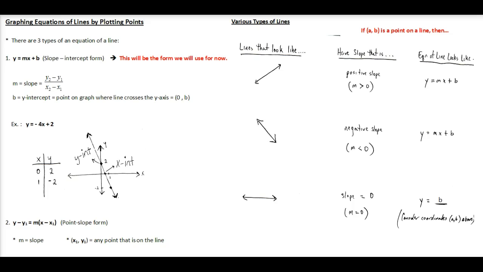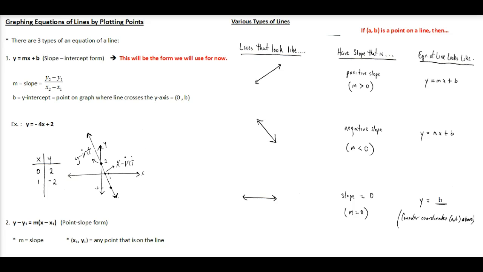We're going to talk about the various types of lines that we have, lines with positive slopes, negative slopes, lines that have a zero slope, as well as lines that have an infinite or undefined slope. And then we're going to do some practice by taking some equations of lines and plotting points to figure out what their graphs would look like. So let's go ahead and get started.